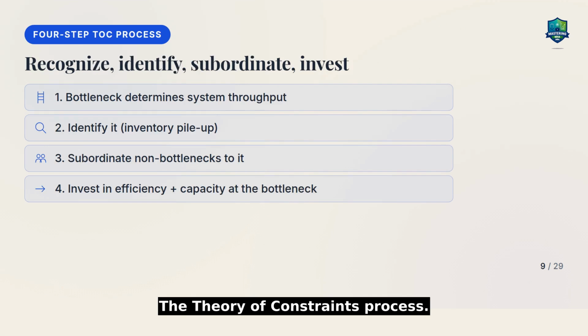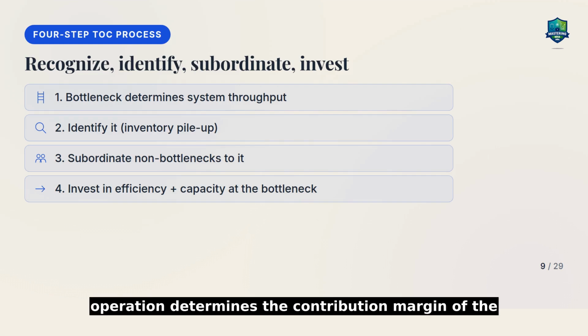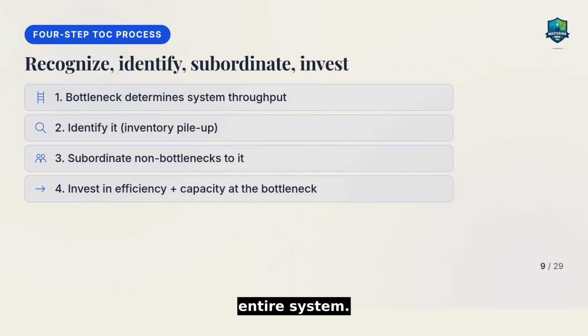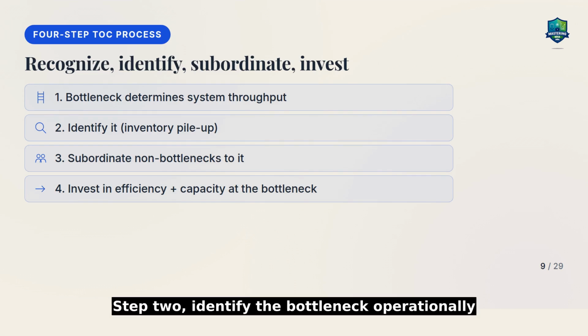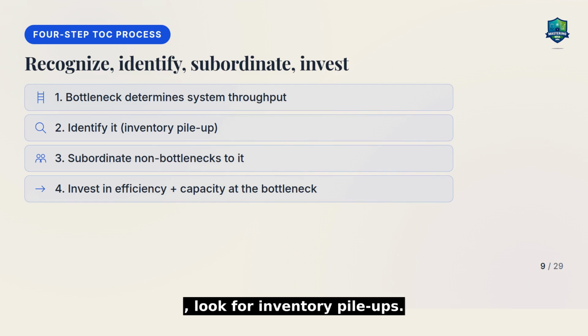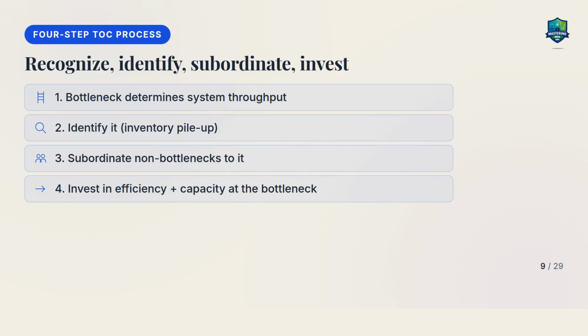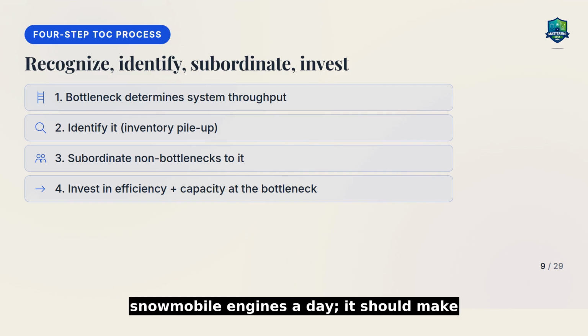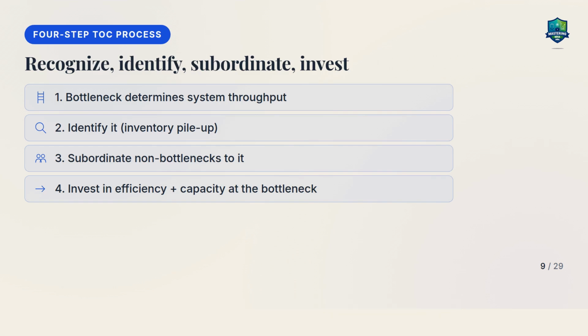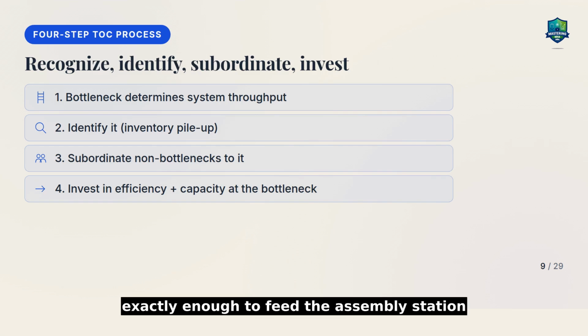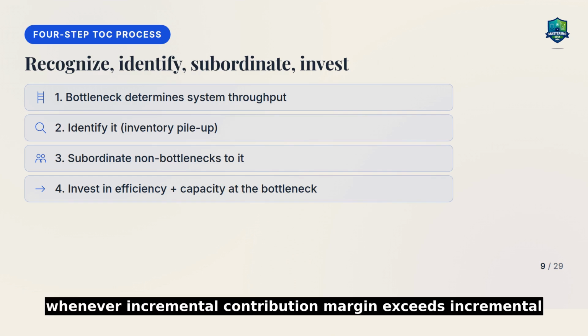The theory of constraints process. Step 1. Recognize that the bottleneck operation determines the contribution margin of the entire system. Step 2. Identify the bottleneck operationally. Look for inventory pileups. Step 3. Keep the bottleneck busy and subordinate every other operation to it. Forging shouldn't try to make 400 snowmobile engines a day. It should make exactly enough to feed the assembly station with a small buffer. Step 4. Invest in the bottleneck whenever incremental contribution margin exceeds incremental cost.